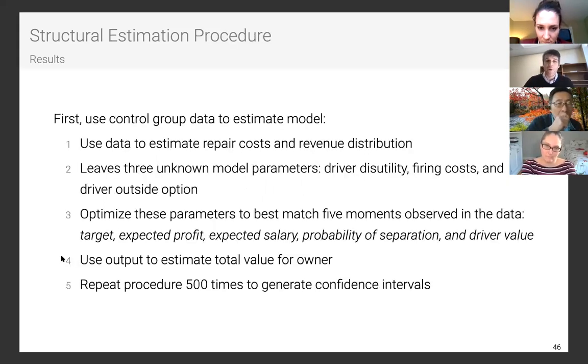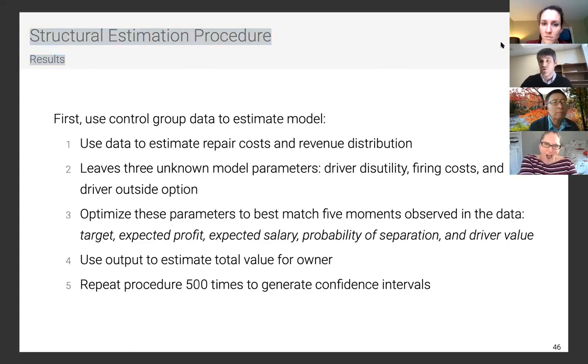So really quickly, we're doing a classic GMM exercise. We're using the data in the control group and getting estimates of average repair costs and the revenue distribution. Then we have three unknown parameters in the model: driver disutility, firing costs, and outside option, which we search over to match five observed moments in the data: the target, expected profits, expected salary for the driver, separation probability, and driver contract value. We use this to estimate welfare and value for the owner, and we use a bootstrapping procedure to generate standard errors.